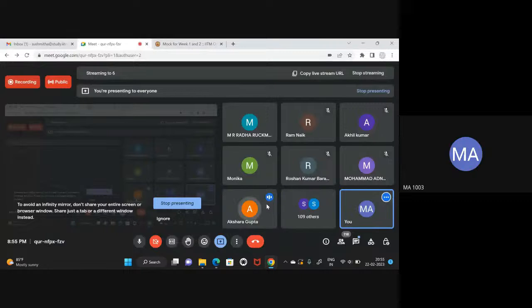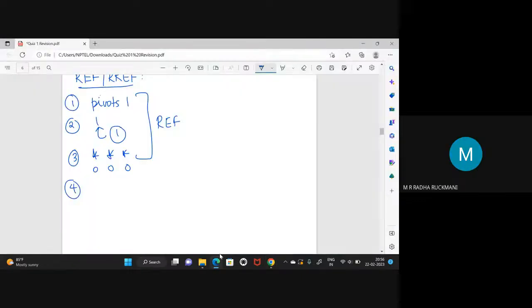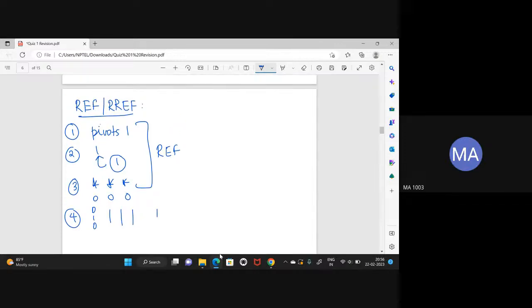So in RREF, all the entries above the pivots should be zero. Columns containing the pivots should have only one non-zero entry. So you'll have a pivot, and then everywhere above and below, you will have zeros. When you don't have a pivot in a column, you needn't worry about it. But columns containing the pivot should have exactly one non-zero entry. That is the pivot itself.